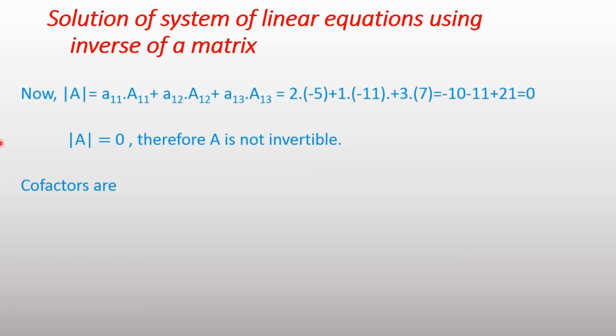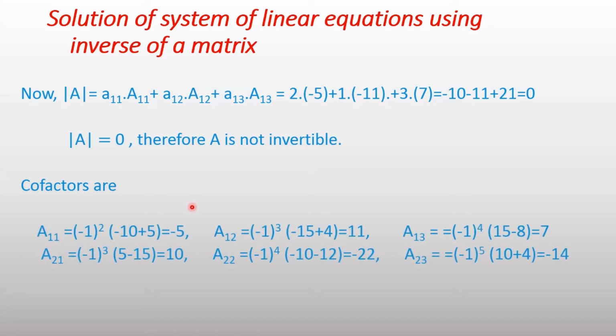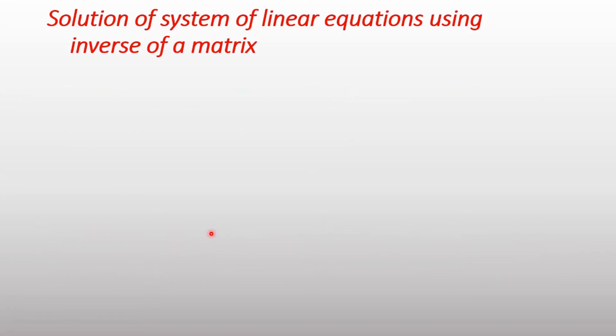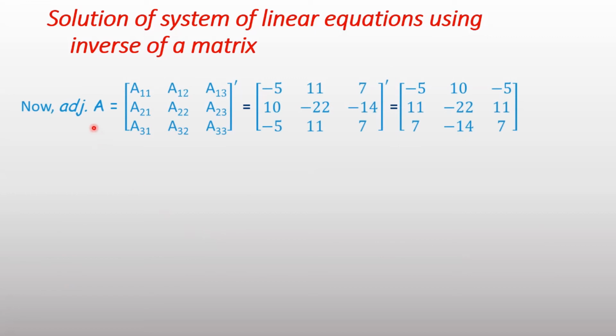If determinant of A is 0, then you can say A is not invertible, means A inverse is not possible to find. And if A inverse is not possible to find, means there is no unique solution. If no unique solution, now second case arises. It may be no solution or infinite solution. Two cases remain here: no solution or infinite solution. Find out cofactors. Already discussed the method by which we can find cofactors. The next step, write down adjoint of A.